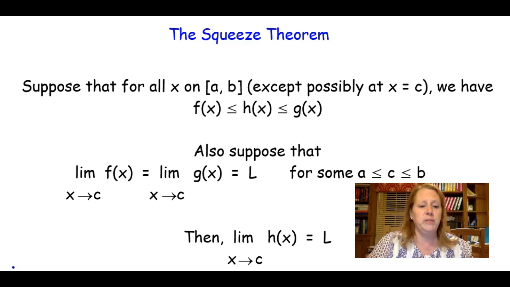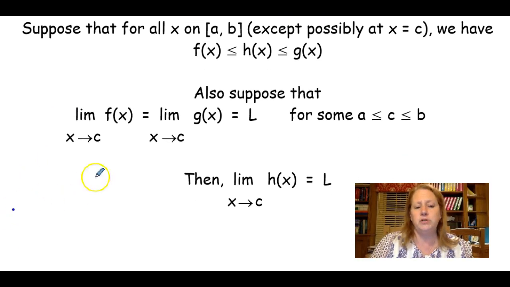Also suppose that we've been told that the limit as x approaches c of f of x is the same as the limit as x approaches c of g of x, and that value is just L. And that holds true for some number c that's located between a and b. The squeeze theorem says, since c is somewhere between a and b, the limit as x approaches c of h of x, that middle function, will also be L.